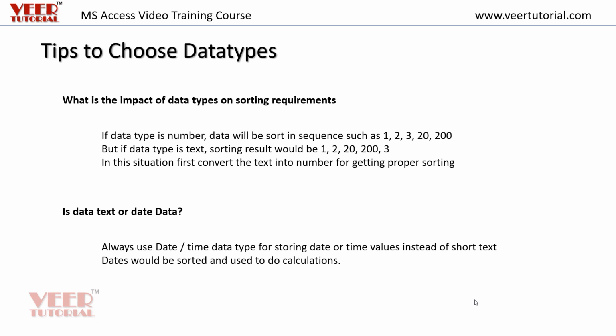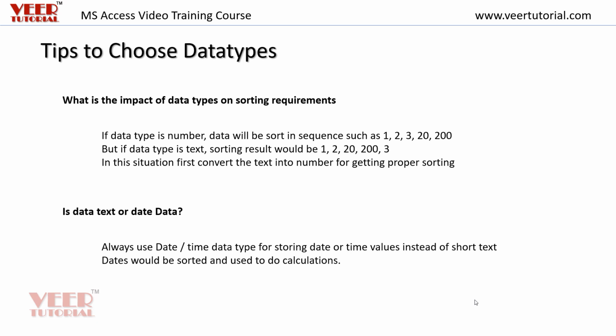What is the impact of data type on sorting requirement? Let's take the example. If data type is number, data will be sorted in sequence such as 1, 2, 3, 20 and 200. But if data type is text, the sorting result would be different, not as per our desire. It must be 1, 2, 3, 20 and 200, but it will be 1, 2, 20, 200 and 3. So first we need to convert these text into numbers, then we will get the proper sorting.